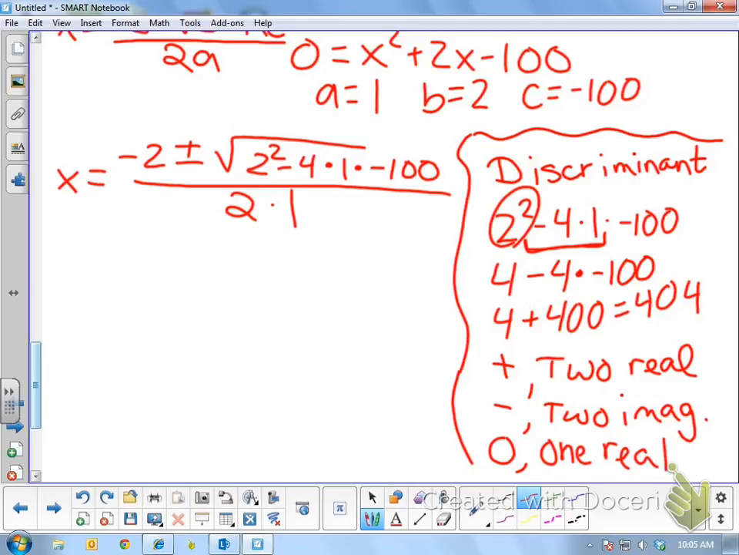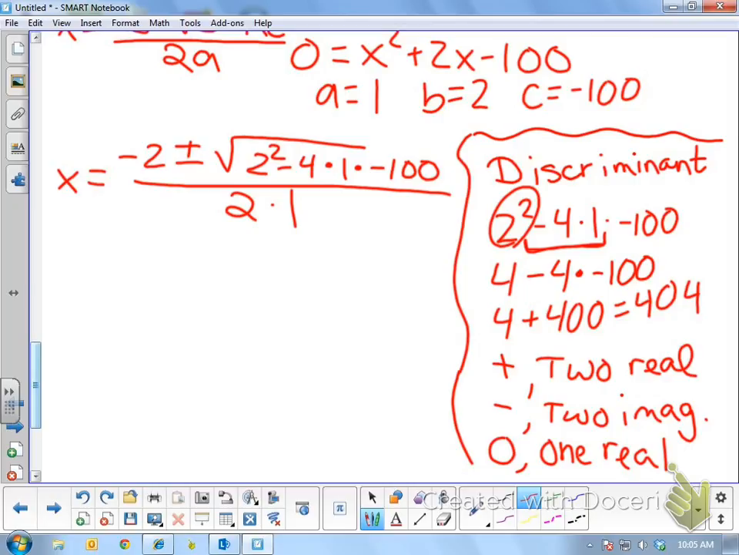So it's definitely going to be one of those 3 things. Your number is going to come out positive, negative, or 0. If it comes out positive, 2 real; negative, 2 imaginary; 0, 1 real. So if I just asked you what type, we would just need that information over there on the right.